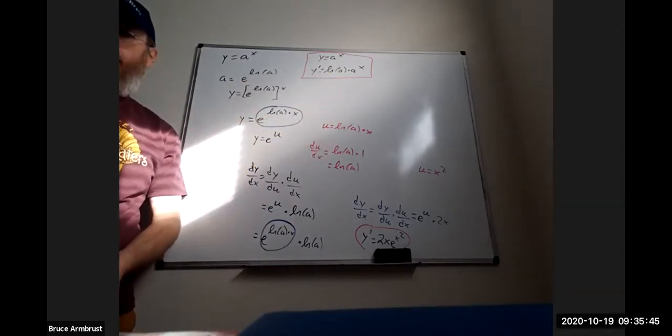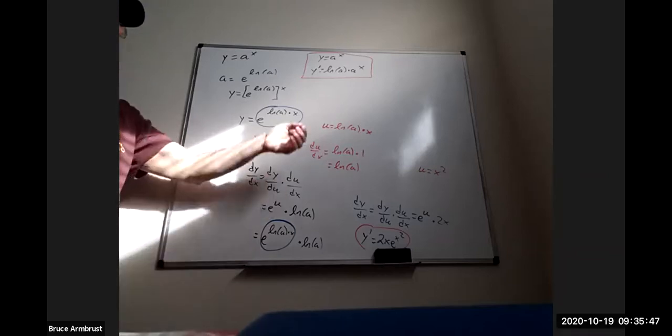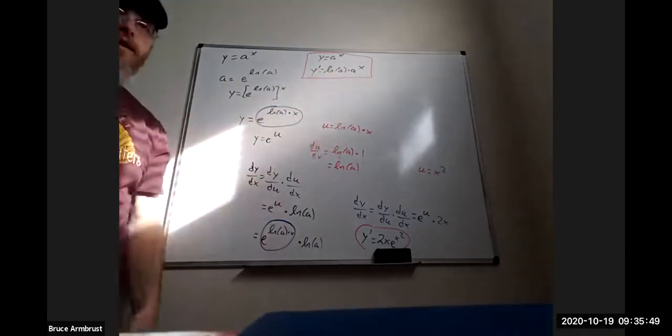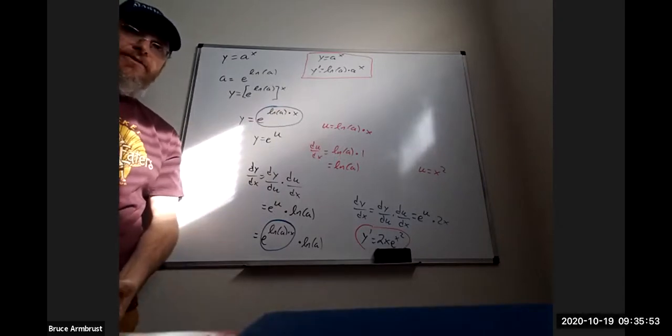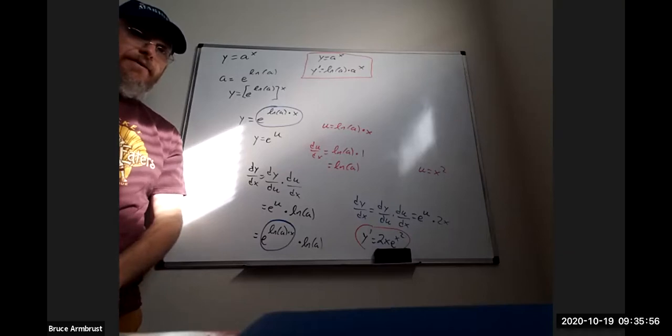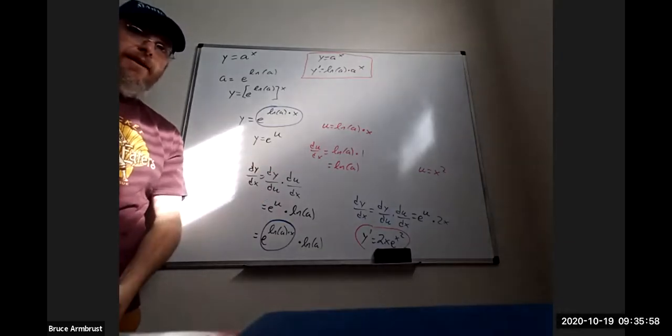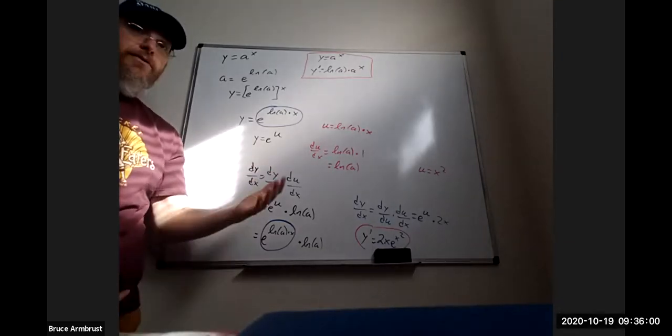And you can see that this works for e to the x. For e to the x, we get the natural log of e. And the rules of log say that if you take the natural log of the base, you just get 1. And so it still works out.